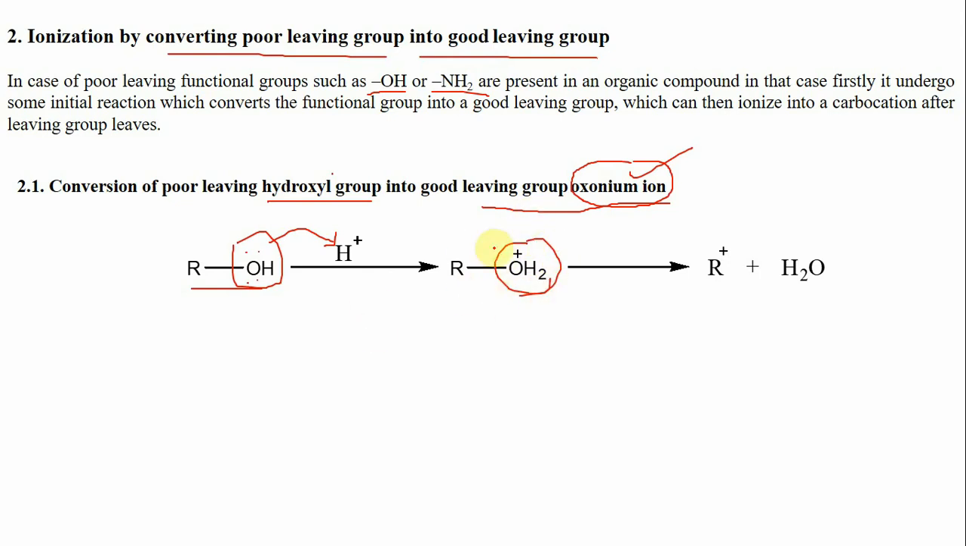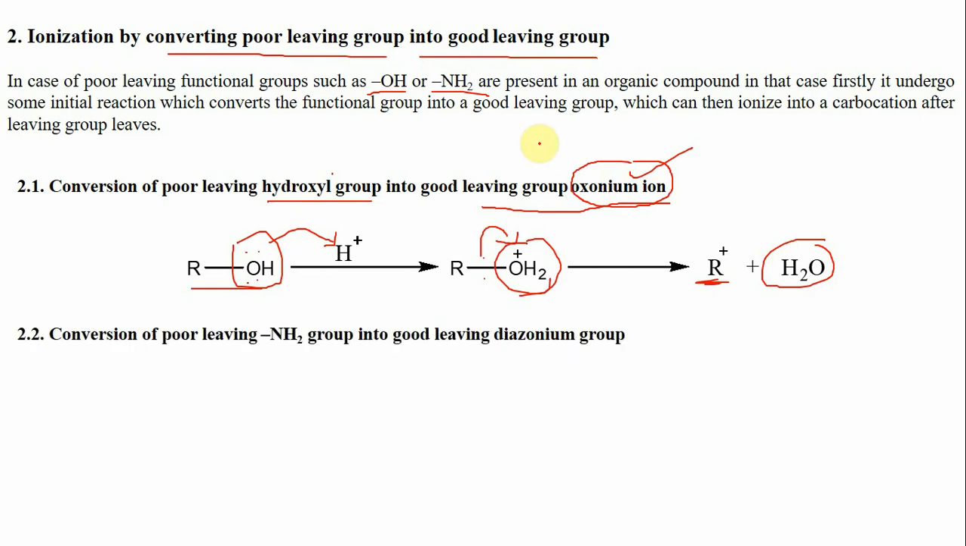Since oxygen is a highly electronegative atom and there is a positive charge over it, that makes it further unstable. Due to the instability of this oxonium ion, the bond between the alkyl group and oxygen breaks and oxygen takes the bond pair of electrons. So it leaves in the form of a water molecule, leaving behind the alkyl carbocation. This is one of the most commonly used methods for the generation of carbocations.